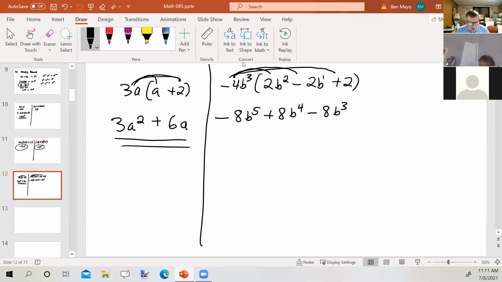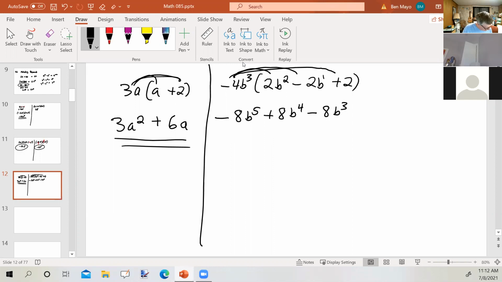My answer is a trinomial. There's no like terms there. Notice I've got it written in descending powers of b, which is what's known as standard form when you have it written in descending powers. All right, we okay with that?